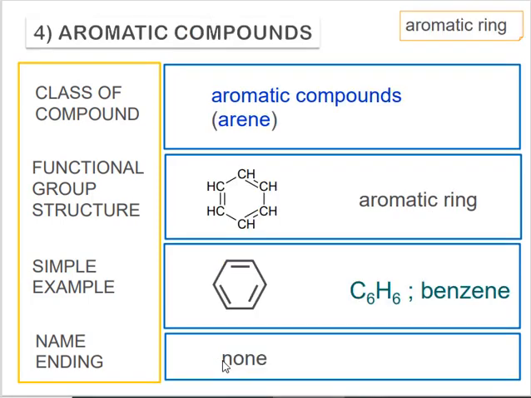Next we look at aromatic compounds, or we call them arene. Aromatic compounds usually have alternate single and double bonds. For example, if you look at the structure given here, this is the benzene ring. You see it has alternate double bond and single bond throughout the ring. The functional group for aromatic compounds we call aromatic ring, and they don't have any specific name ending.